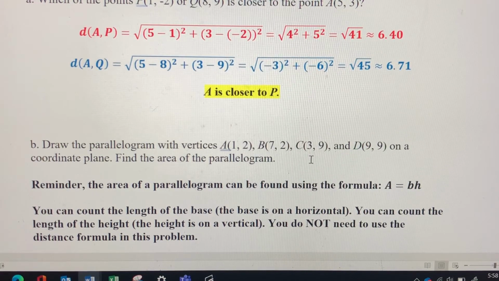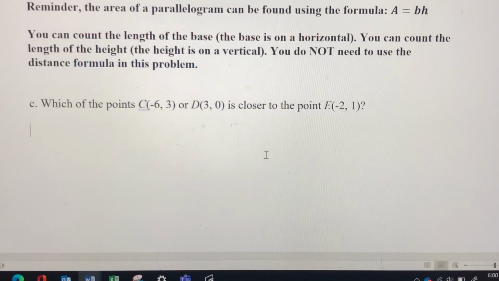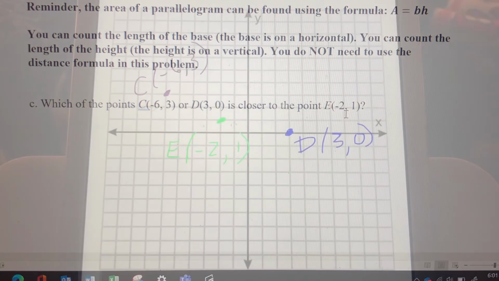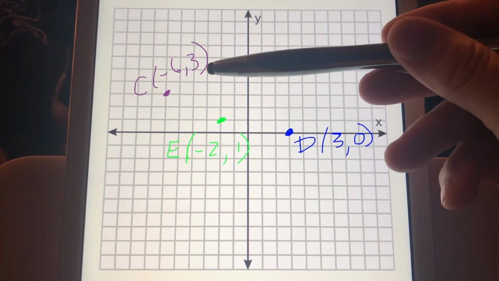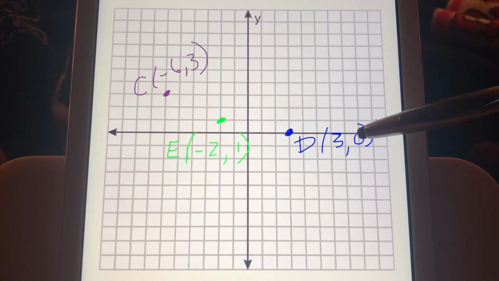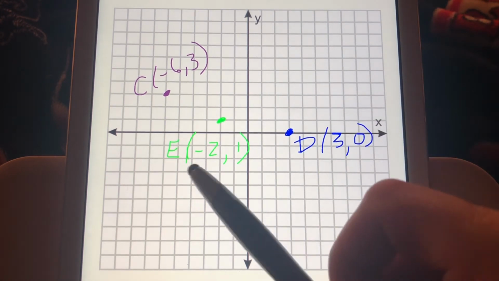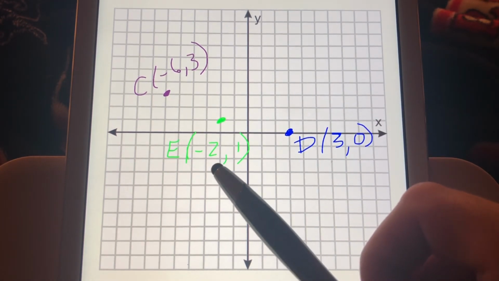Let's look at the last one, part C. In part C here, we're going to want to use the distance formula to determine: is C closer to E, or is D closer to E? So let's go to the graph and look at those points, and then we'll come back and show the work. I've already plotted the points here for you. C is at -6, 3. D is at 3, 0. And E here in the green is at -2, 1.